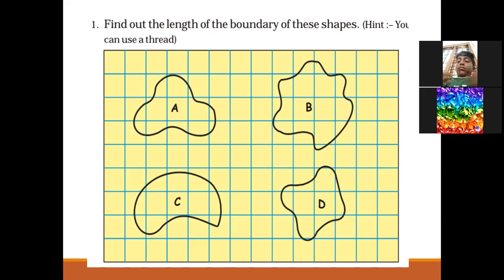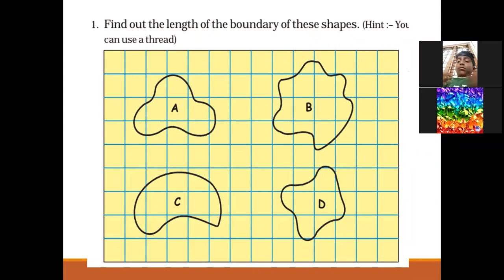Now take the thread. When the thread is opened like this, you can find the length of the thread using a tape or scale. Perimeter means boundary. The thread has measured the boundary. So whatever the boundary is, that is the perimeter. So put the thread along the boundary, then find the length of the thread, that will give the boundary of the shapes. Here 4 different shapes are there.